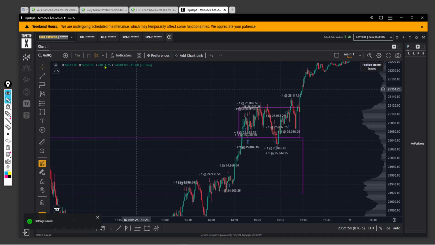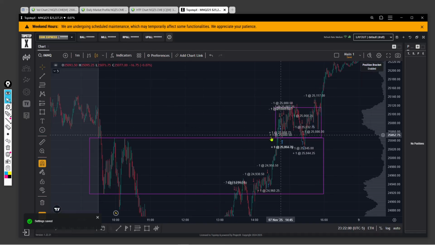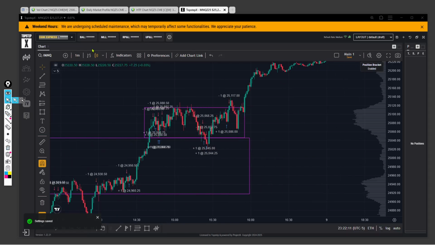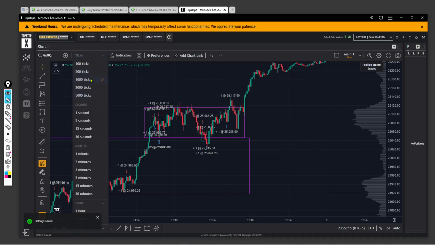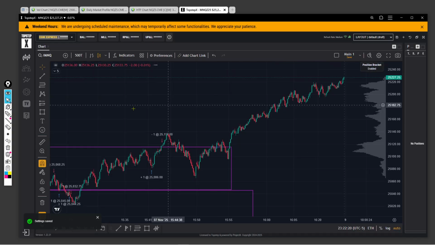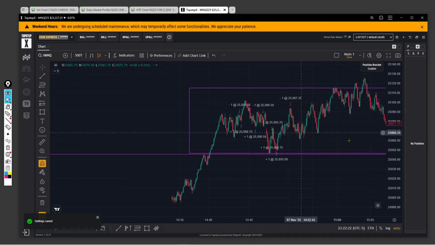You can't complain. Okay, so then we got above this range, this purple line, the first range that we drew. Let's see what starts going on over there. Now it gets a little messy here. Why don't we go to a smaller chart, like a 500 tick, and see what it looks like? Because I got a little scalpy here.